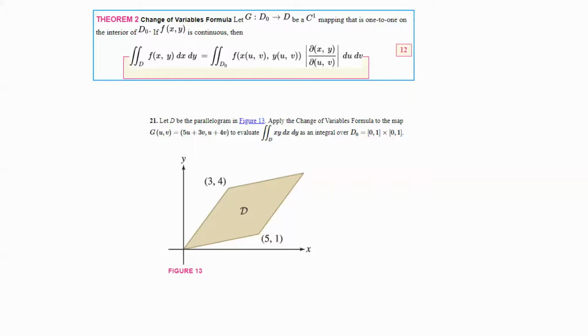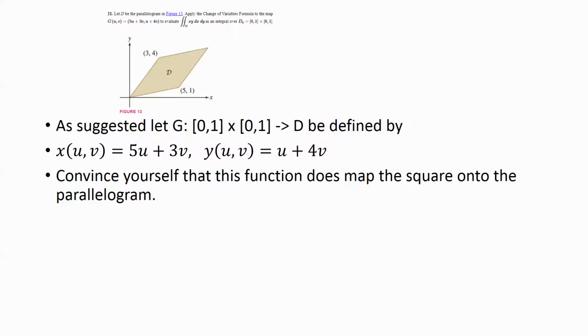So instead, we're going to simplify it by using the suggested map g of uv to turn it into an integral over the square 0,1 cross 0,1. That's just the square with vertices at (0,0), (1,0), (0,1), and (1,1). So we're going to change integration over this parallelogram D into one over the simplest square where u and v both go from 0 to 1. We're going to let g, as suggested, from the square to our domain D, be defined by x of uv equals 5u plus 3v, y of uv equals u plus 4v.